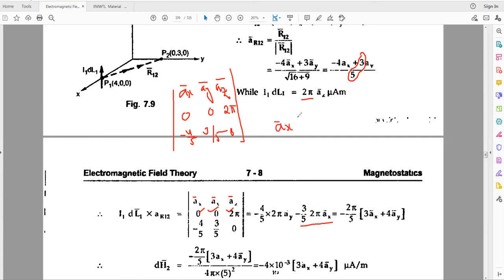AX bar multiplying here: 0 into 0, 0, minus 2π by 5 into 3 by 5. Okay, that is AX bar minus AY bar into 0 into 0, 0, minus 2π into minus 4 by 5. Okay.